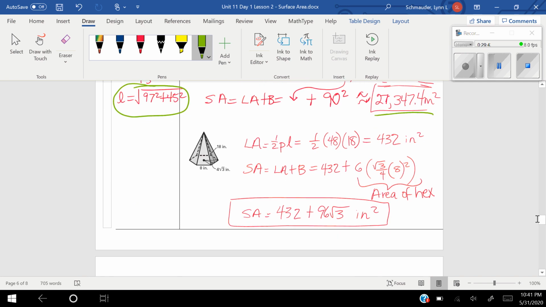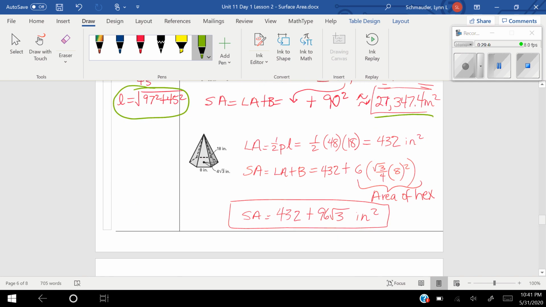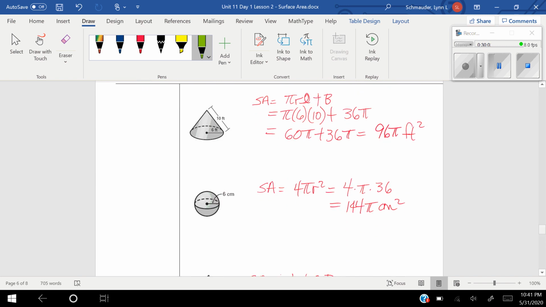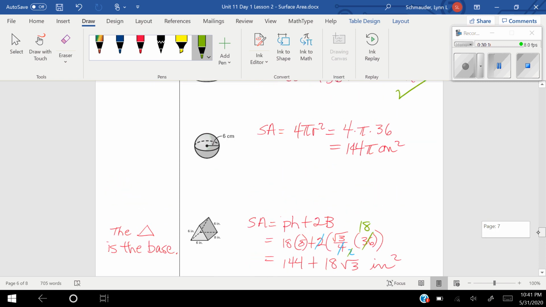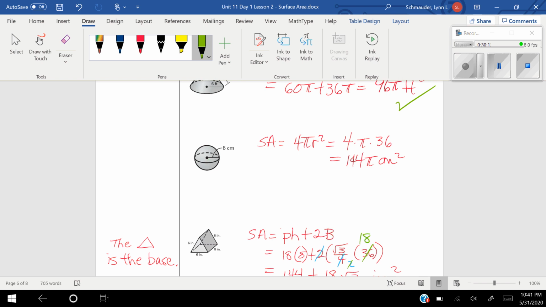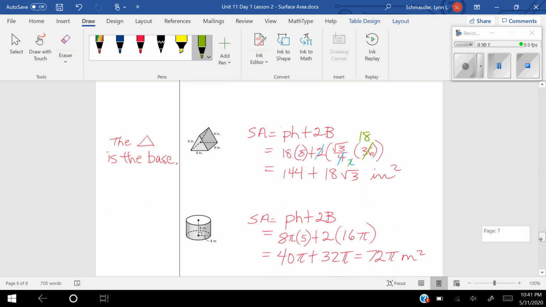Next one is a hexagonal pyramid. So just plug the numbers into the formula. Here's how I used our favorite trick for finding the area of the base. And this is what the final answer is. Surface area of a cone, just plug the numbers into the formula again, 96 pi square feet. Surface area of a sphere, plug numbers into the formula, got 144 pi square centimeters.